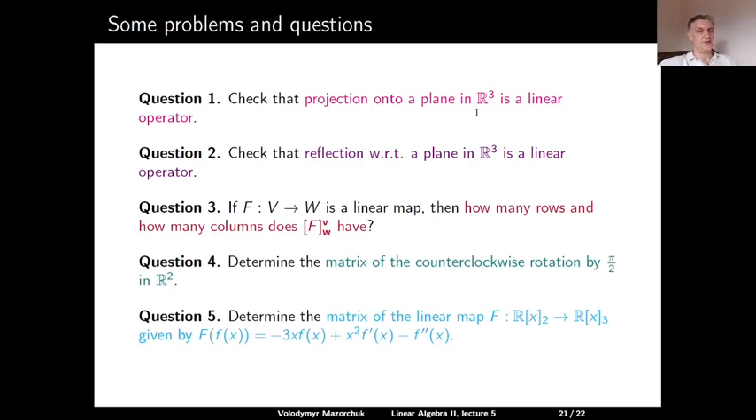And question 5. Determine the matrix of the linear operator f from R[x] sub 2 to R[x] sub 3 which is defined as follows. So the image under f of the polynomial f of x is equal to minus 3x f of x plus x squared f prime of x minus f prime of x.